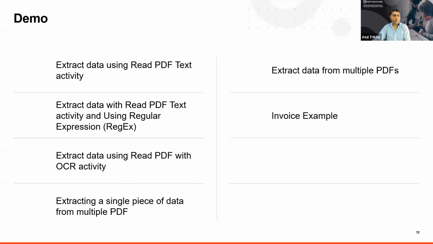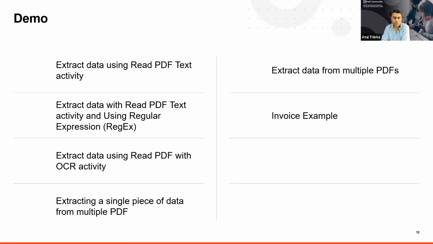So in the demo, I'm going to cover about five main things. One, how to extract data using the Read PDF Text activity. In the second demo, I will show how to read PDF text using the same Read PDF Text activity, but I will be demonstrating how we can extract specific fields from it. For example, in a text, you may have an order number or a customer name. So we will use some regular expressions to get to those specific fields.